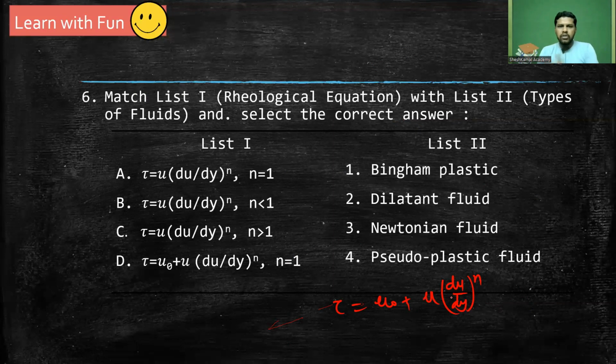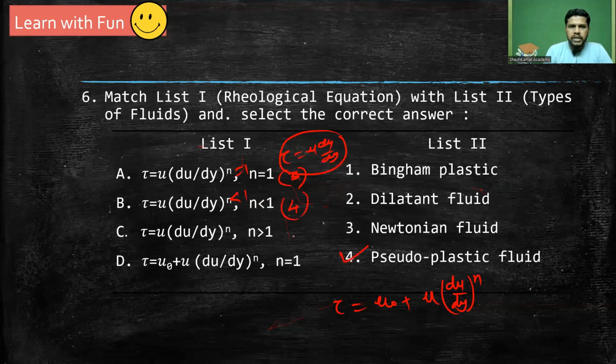Now, by varying the value of mu and n, we have to identify which fluid each equation is for. In option A, if you put n = 1, it is simply tau = mu du/dy, which is nothing but the statement of Newton's law. So it is valid for the Newtonian fluid. A matches with 3. Then B, tau = mu (du/dy) raised to power n with n less than 1, is for the pseudoplastic fluid. So B matches with 4.